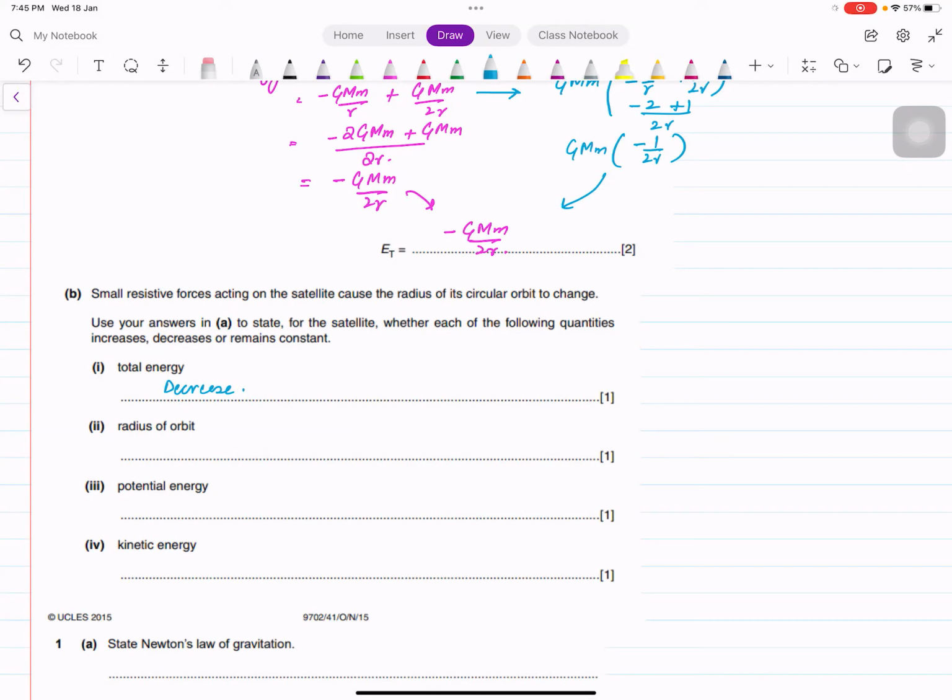Now, if the total energy decreases, the object which was right here will not move at the same speed, so it will come closer to Earth as well. Do you guys agree?